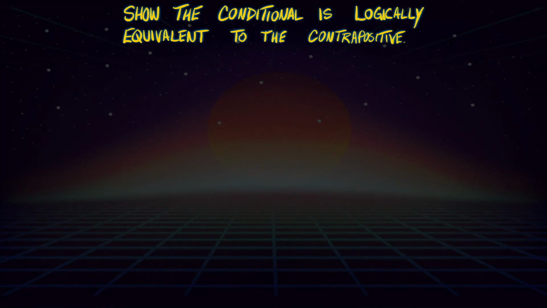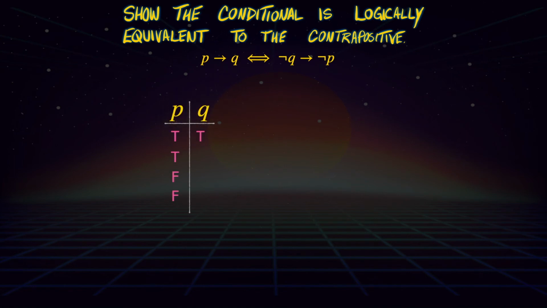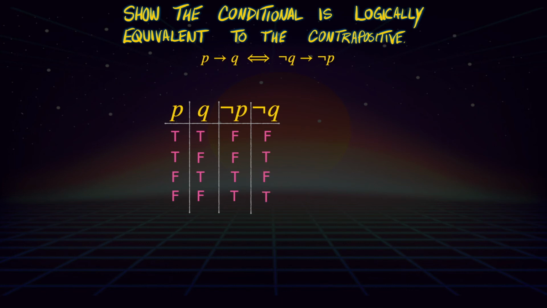All right, so let's say we want to show that. We want to show the conditional is logically equivalent to the contrapositive. So first we're going to look at P and Q, and we know how to build that. And next we're going to need not P and not Q because they occur in the contrapositive. And so remember, those are just the opposite truth values of P and Q respectively. Now we'll look at if P then Q.